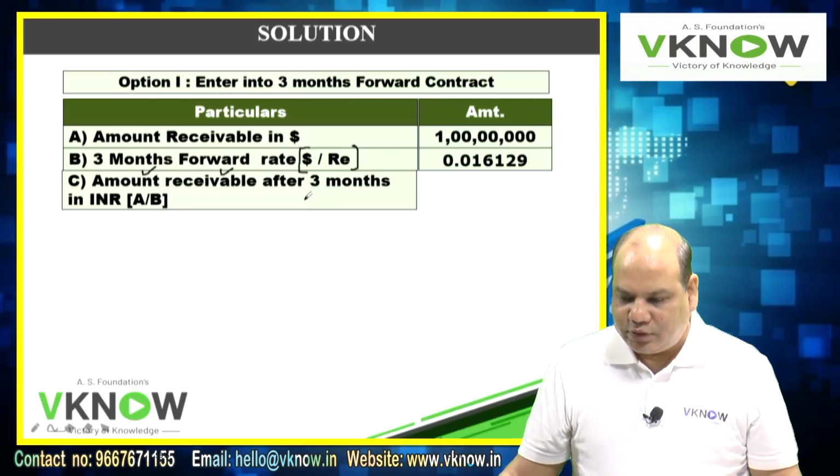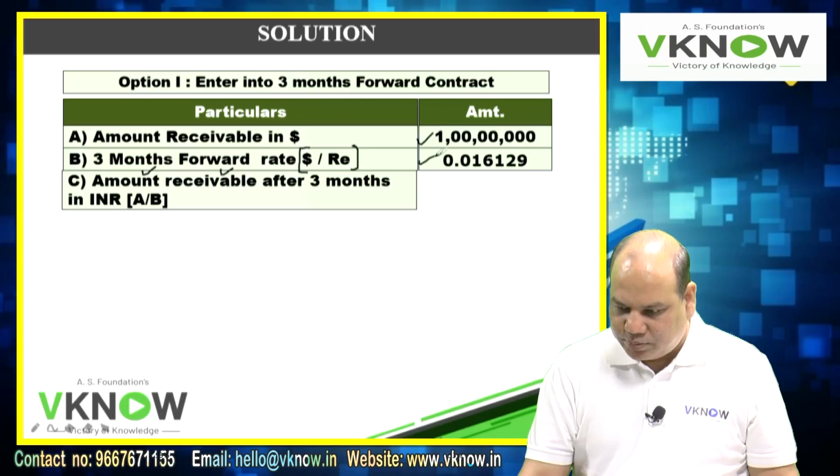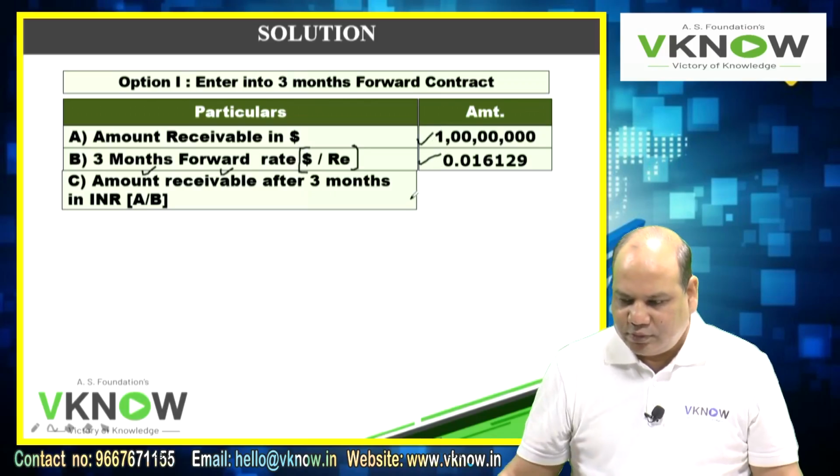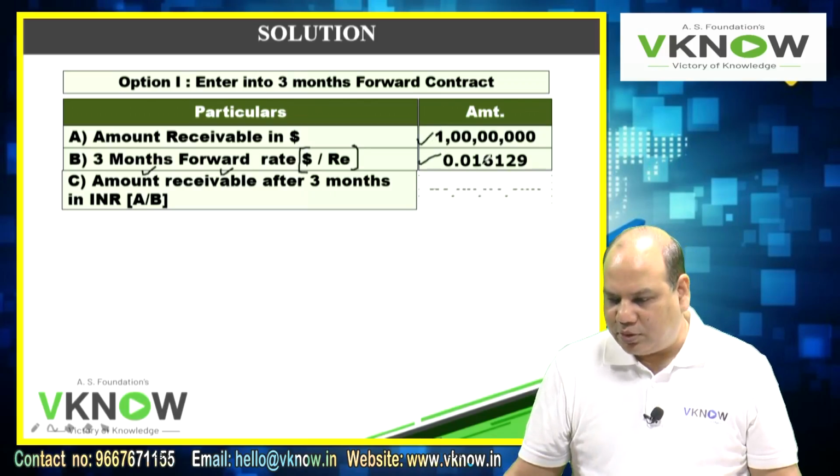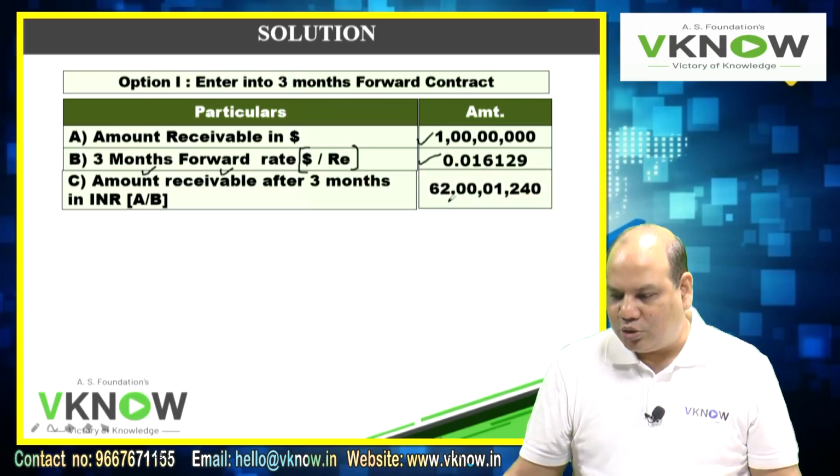Amount receivable after 3 months. This is dollar, this is per rupee. You will divide, check the answer. It will be a big amount. 62 crore 1250. Write carefully.